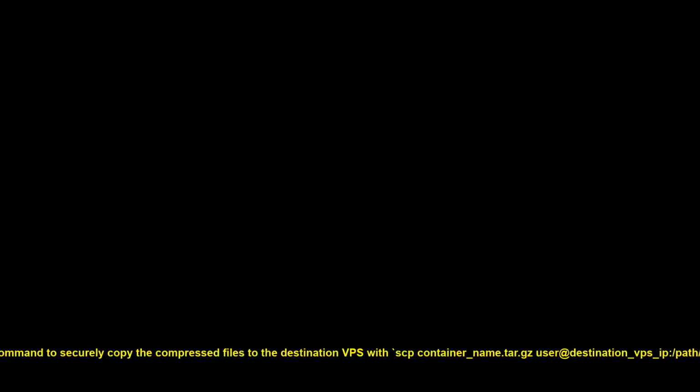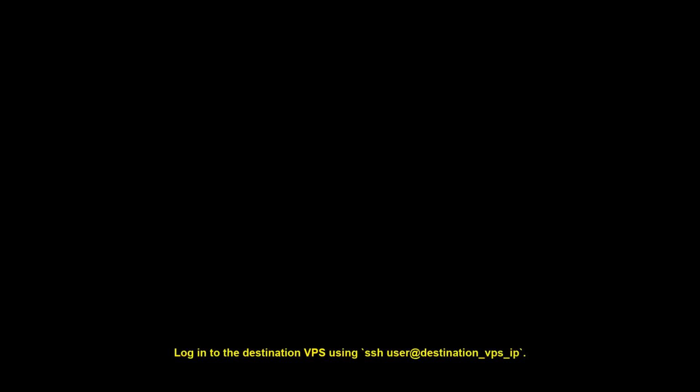Use the scp command to securely copy the compressed files to the destination VPS with scp container_name.tar.gz user@destination_VPS_IP. Then log into the destination VPS using SSH, ssh user@destination_VPS_IP. Once connected, navigate to the directory where you transferred the tar files.